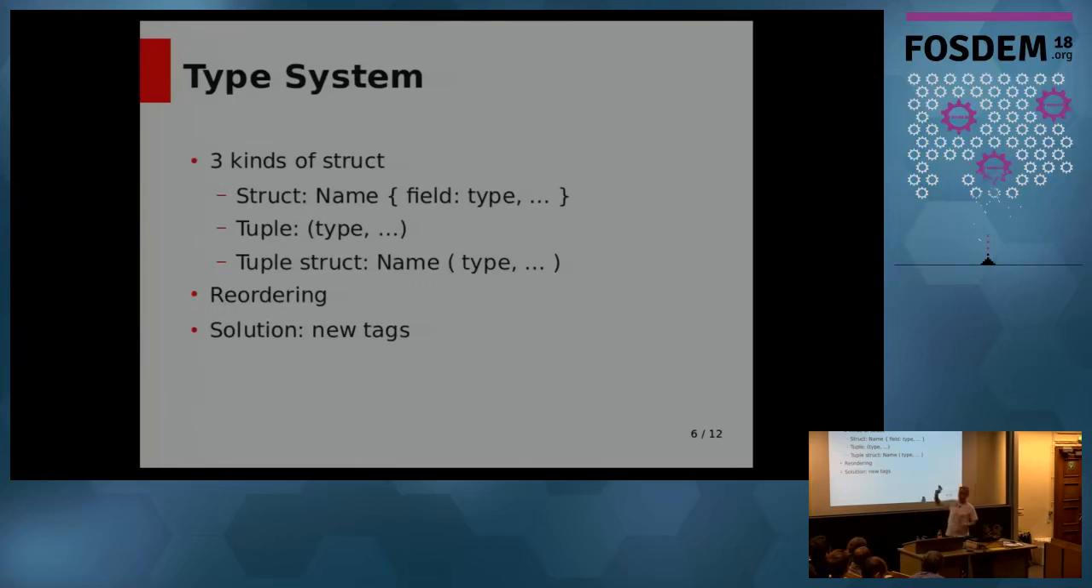Well, there's also tuple structs, because maybe you want your tuple to have a name and not be anonymous. Anyway, what this means, though, is that in DWARF, there's only one kind of structure, DW_TAG_structure_type.